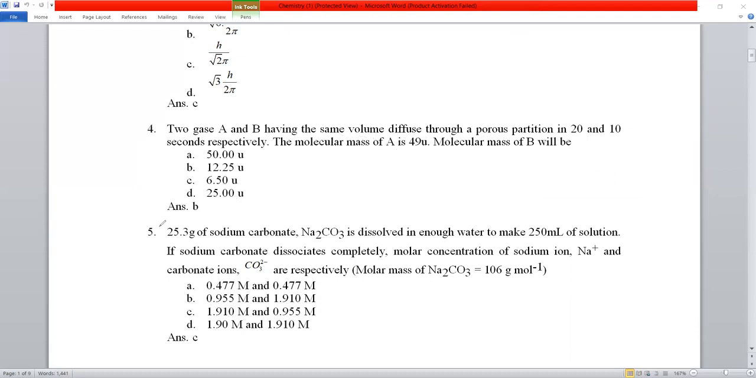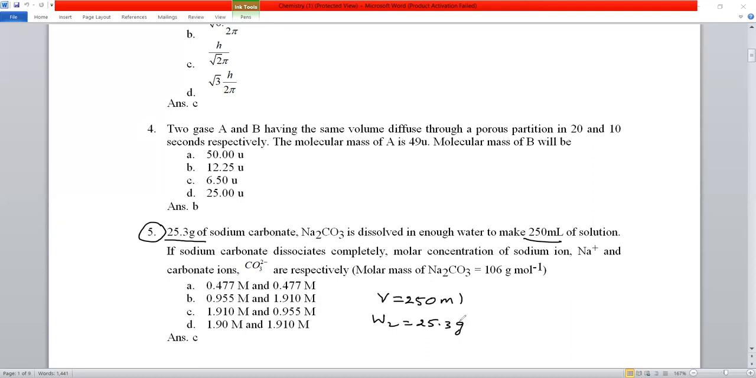Question number 5. 23.5 grams of sodium carbonate is dissolved in enough water to make 250 ml of solution. So volume V is given as 250 ml of solution. Then the given weight W2 is 25.3 grams, students.